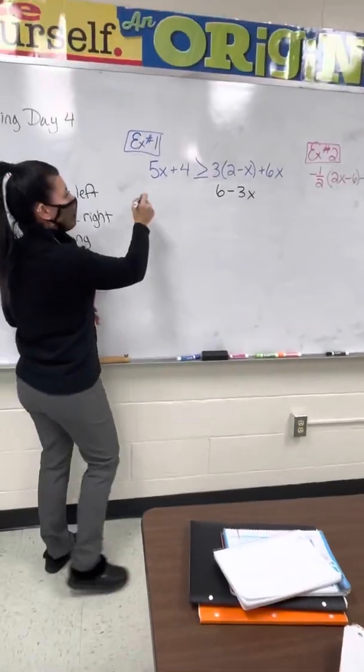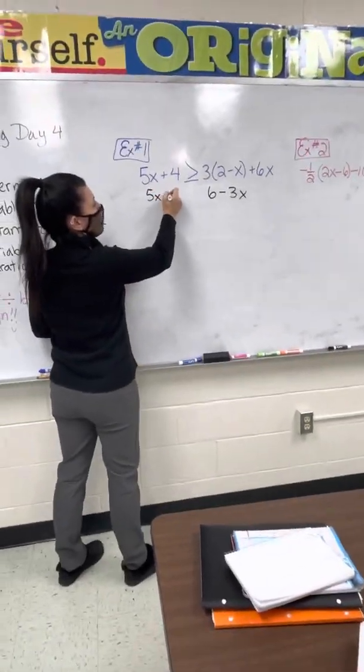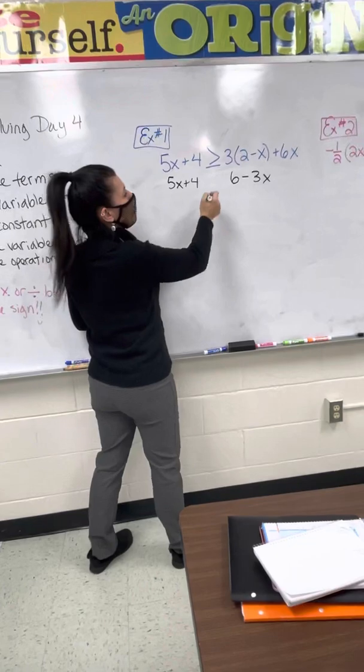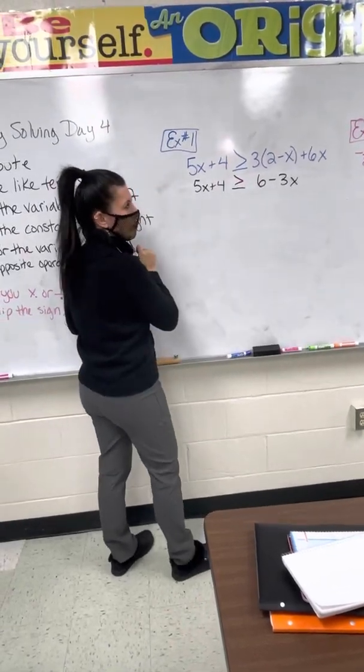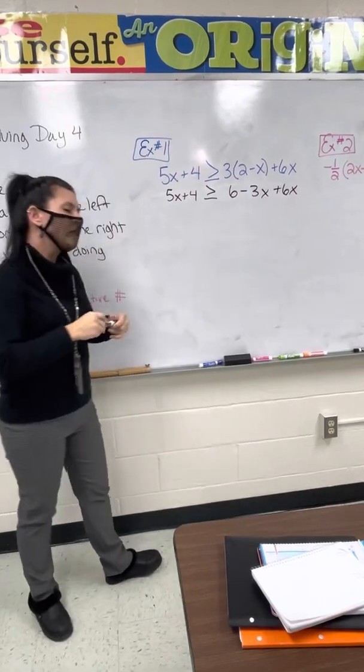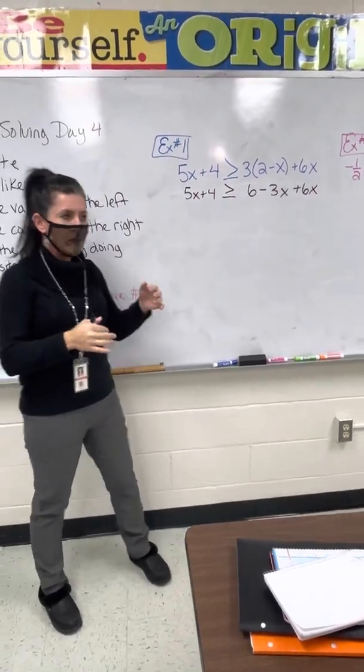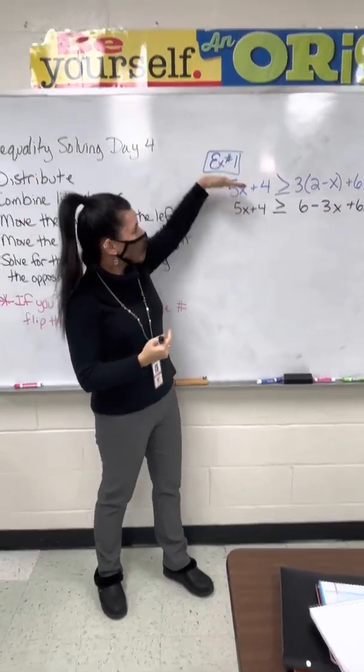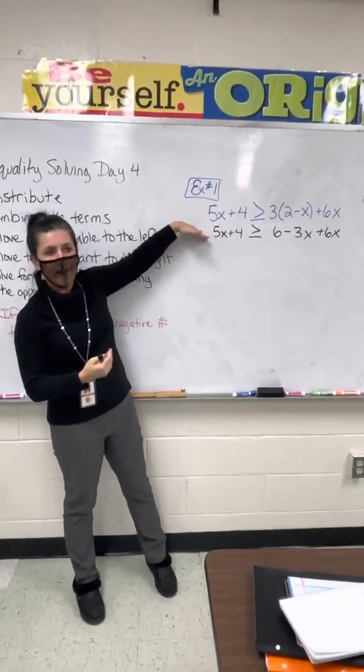Everything else down. So I'm bringing down my 5x plus 4. I'm bringing down my symbol. And I'm also going to bring down that plus 6x. Like I mentioned earlier, it should be very obvious what you did. What changed from the blue to the black?